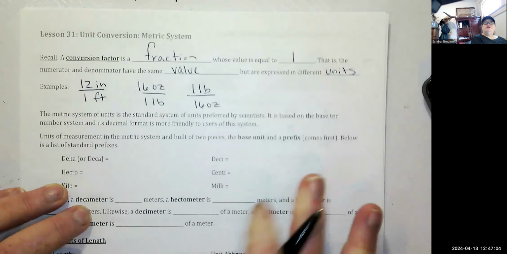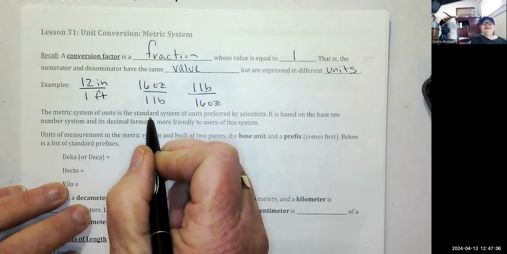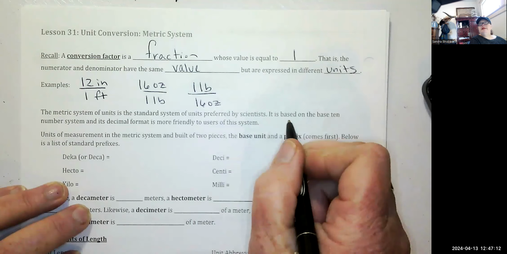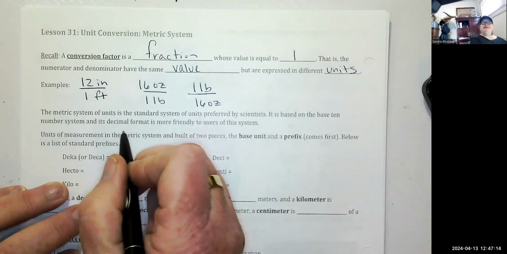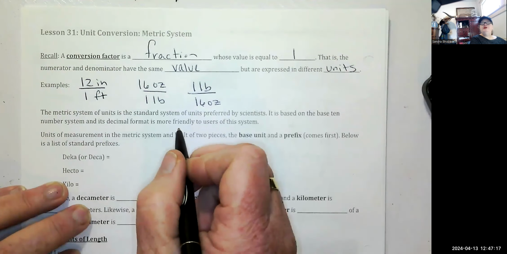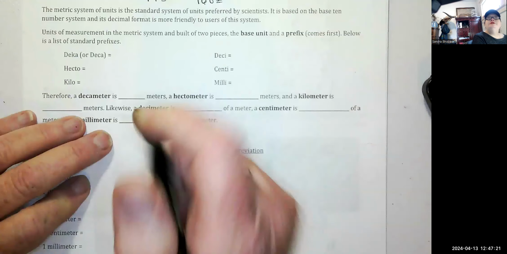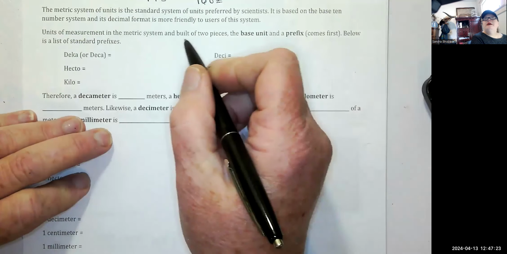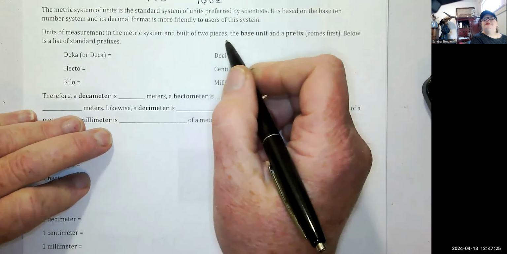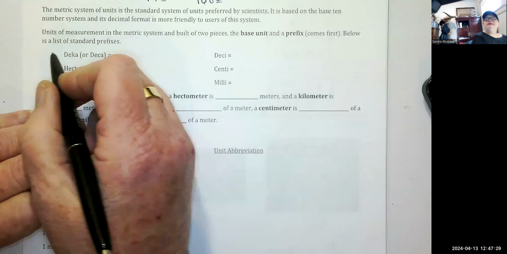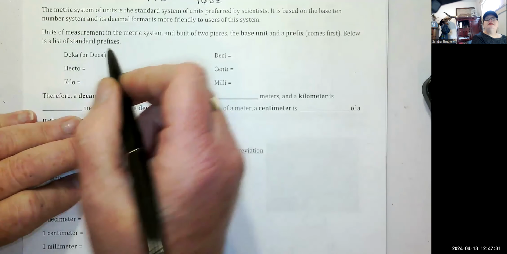Okay. So the metric system of units is the standard system of units preferred by scientists, as well as pretty much everyone else in the world, except the United States. It is based on the base 10 number system, and its decimal format is more friendly to users of this system, more friendly to everyone. Units of measurement in the metric system are built of two pieces, the base unit and the prefix. The prefix comes first. Below is a list of standard prefixes.